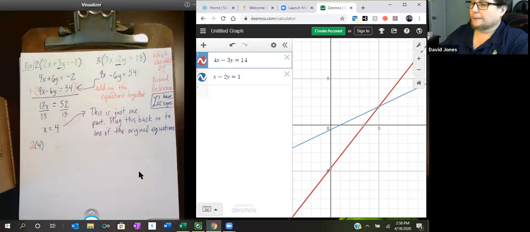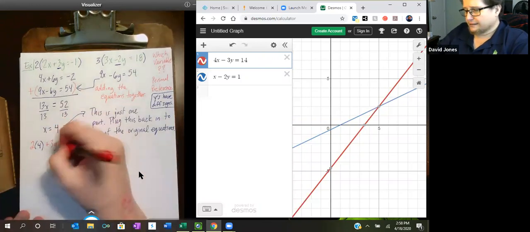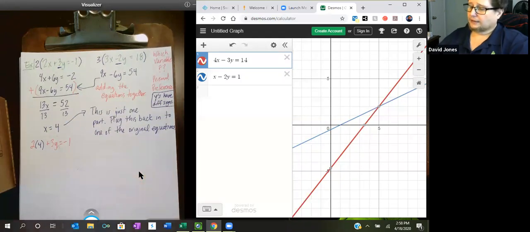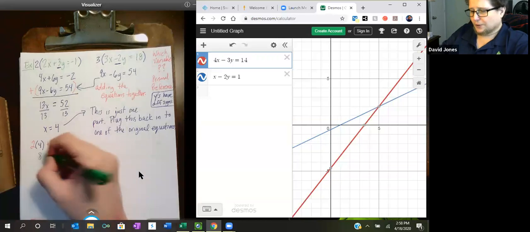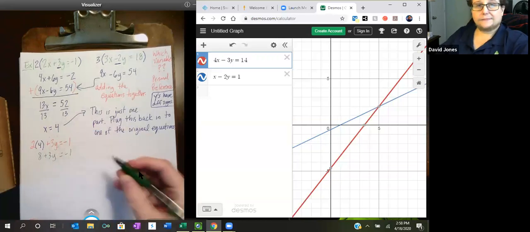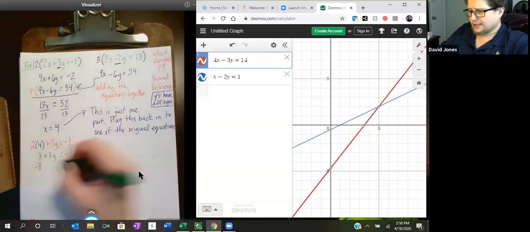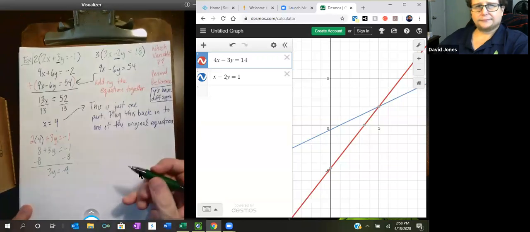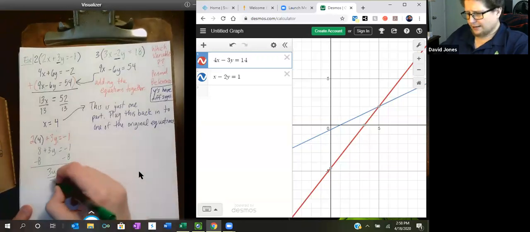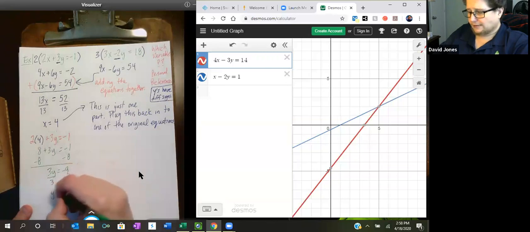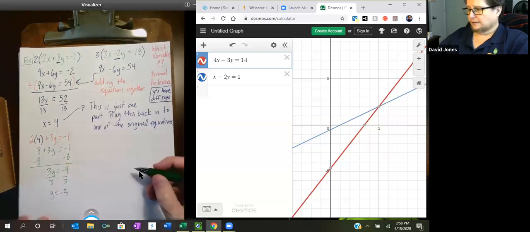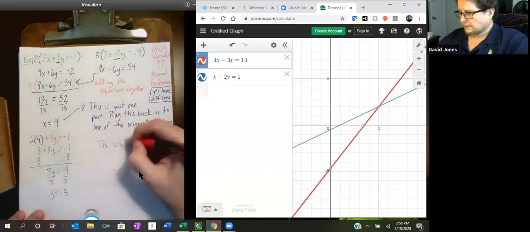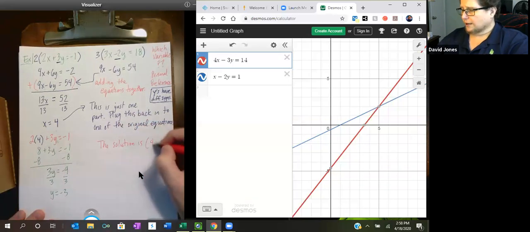2 times 4 plus 3y equals -1. Now I'll go through and solve. 2 times 4 is 8. Subtract 8 from both sides, and I get 3y equals -9. And then I divide by 3 and I get y equals -3. The solution is 4, -3.